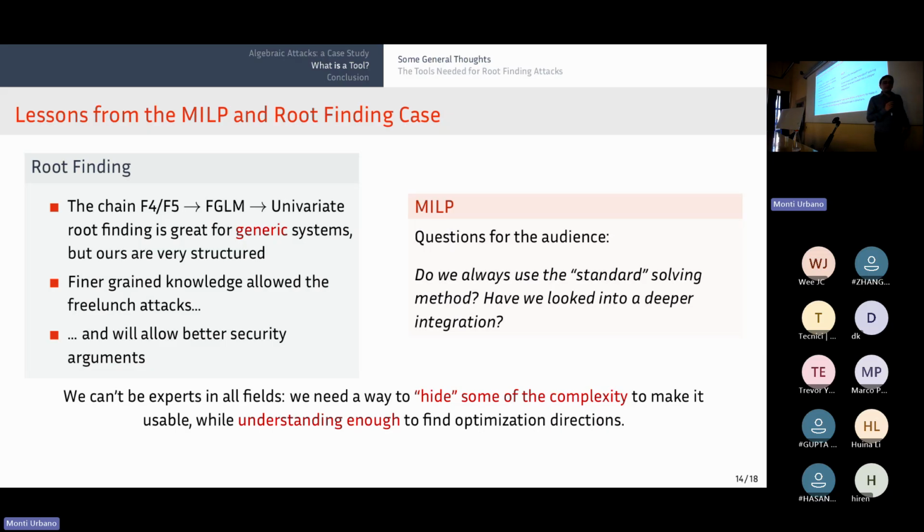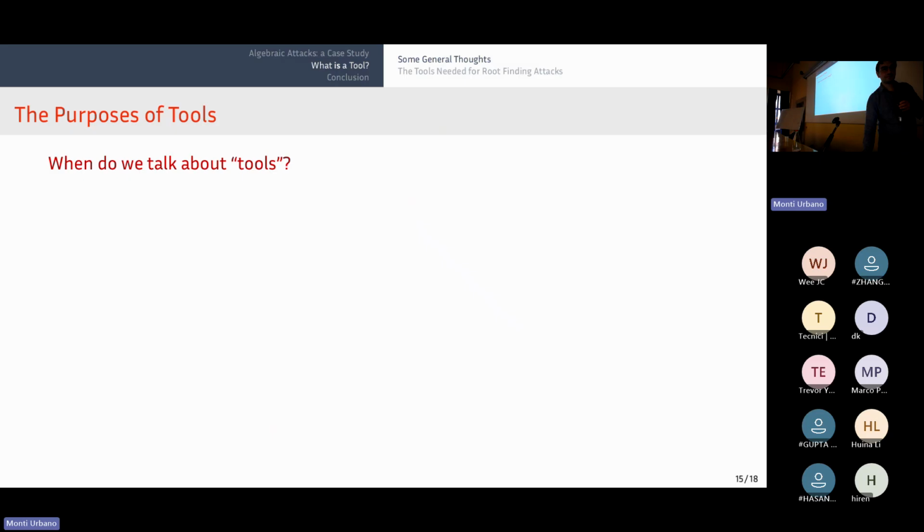So we need to find the correct level of abstraction between hiding away some of the complexity from these other fields that we anyway will never be able to grasp, while still having enough fine-grained understanding of it that we can do these optimizations. But this correct level of abstraction is going to be very, very difficult to find.